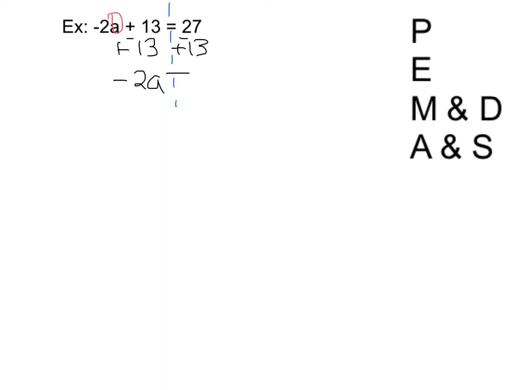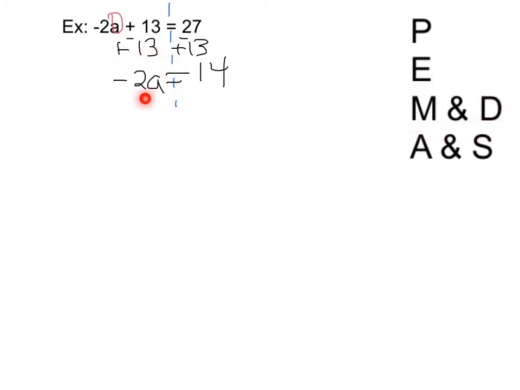I'm going to bring down the equal sign. Now on the right side of my equation, the positive 27 and the negative 13 combine to equal positive 14. So now I have negative 2a equals 14. I've done my first step of adding or subtracting away from my variable, and now I can see if I can multiply or divide away from my variable.